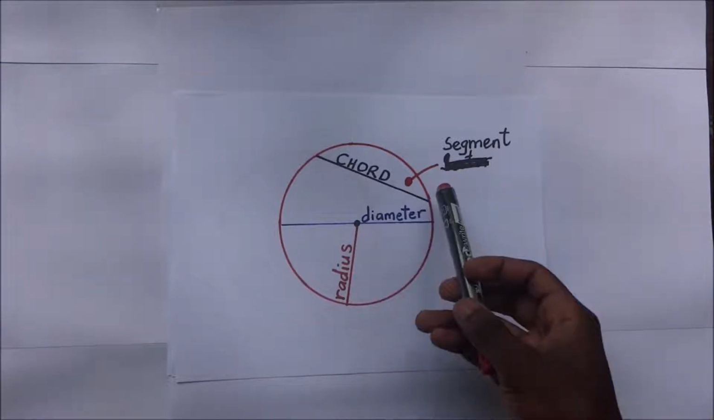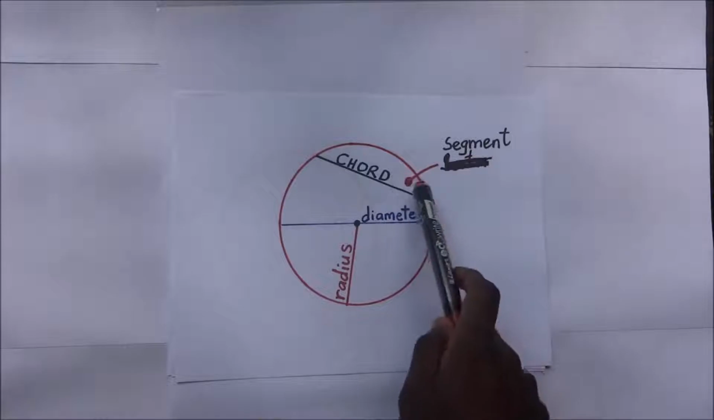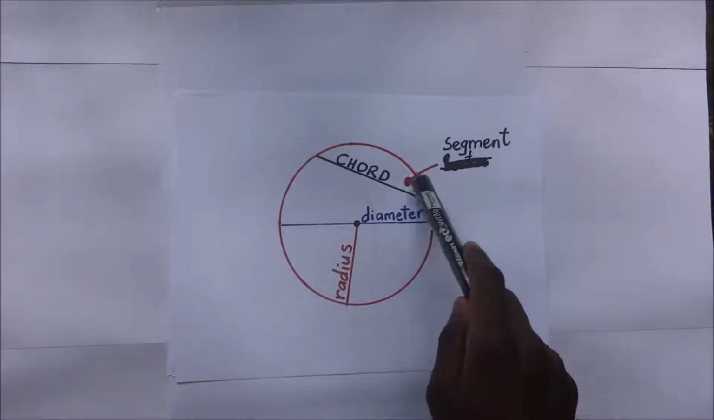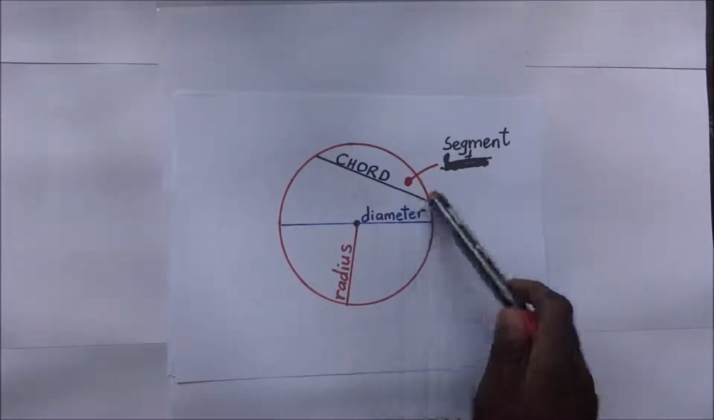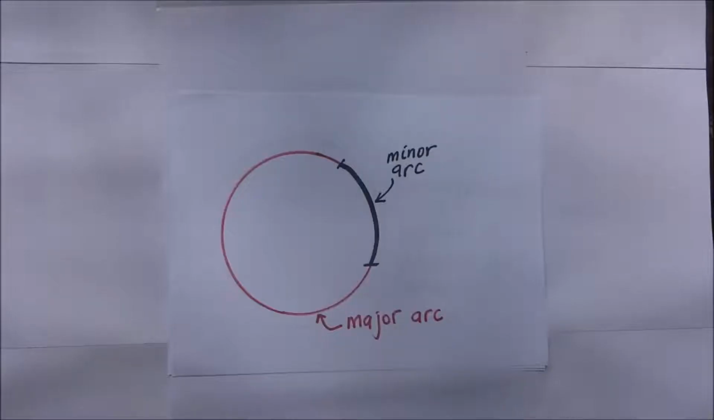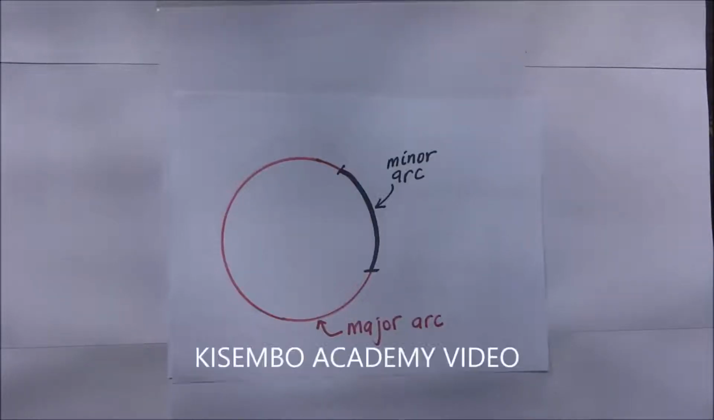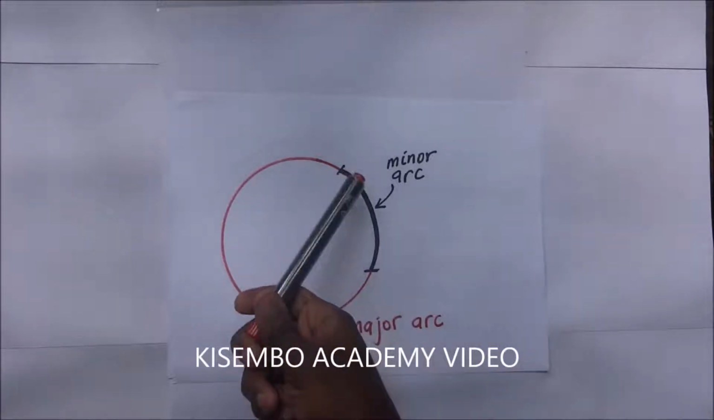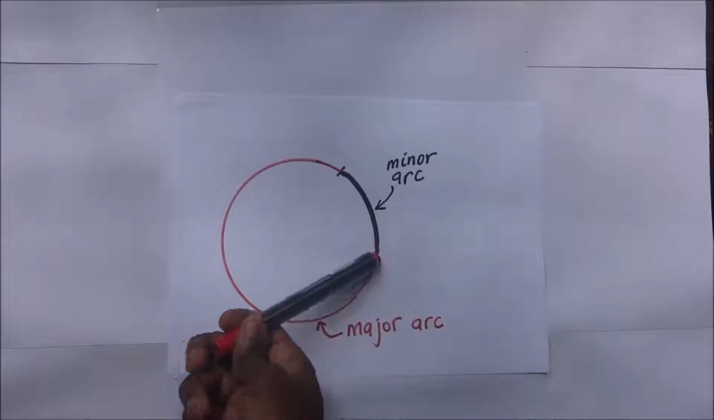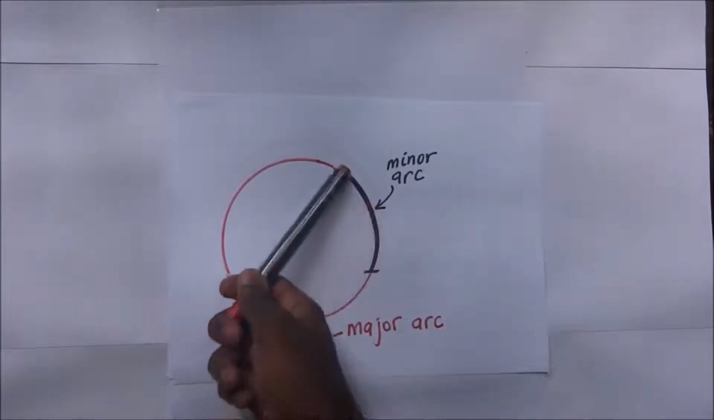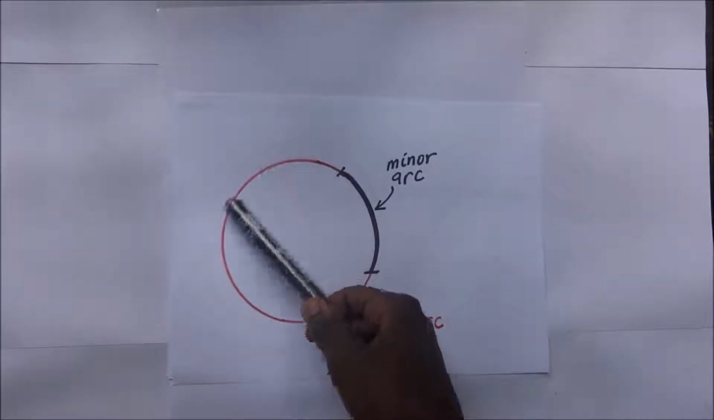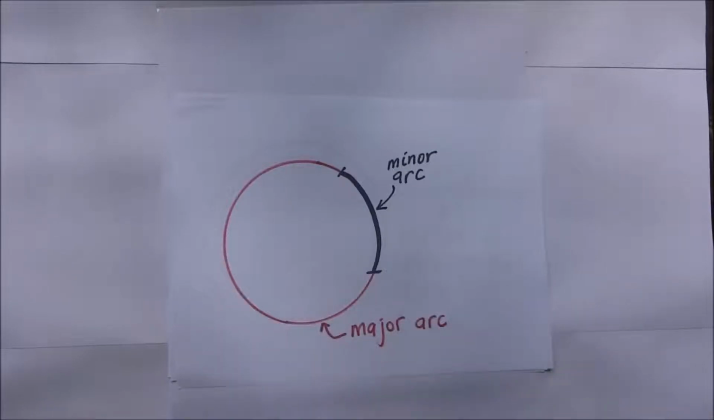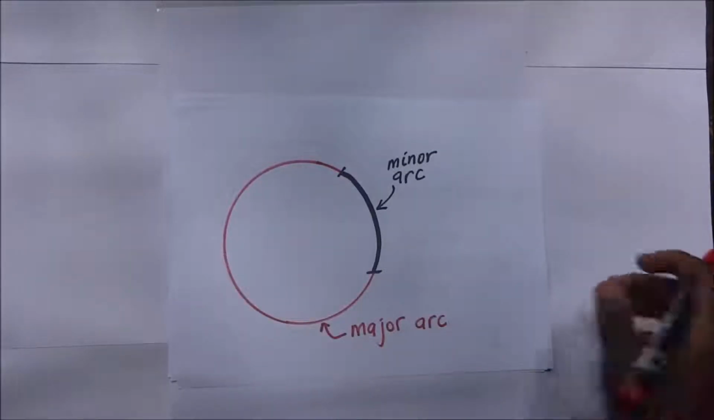Right here we have what we call the segment. Of course, a segment is just a portion of the circle that is divided by a chord. Then we have what we call the arc. An arc is simply a portion or part of the circumference. When divided into two, the smaller portion is what we call the minor arc. Then this other part, the bigger one, is what we shall call the major arc.